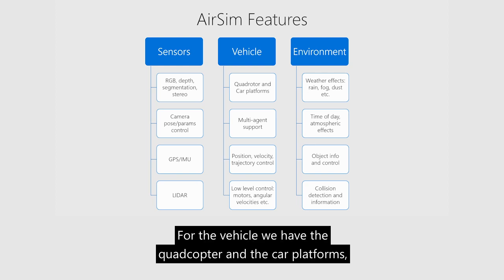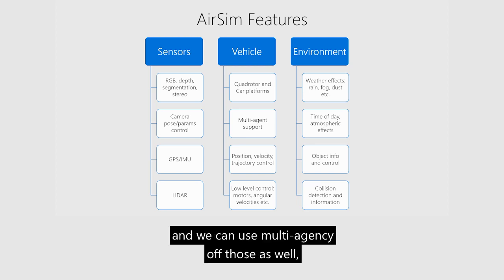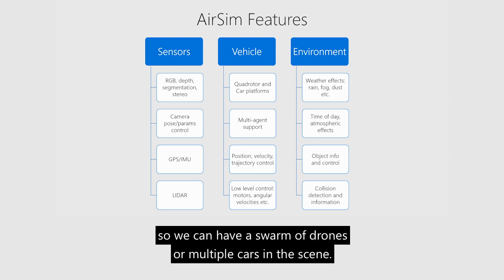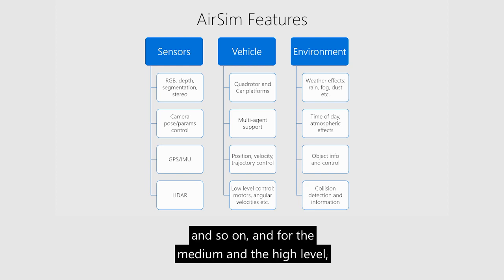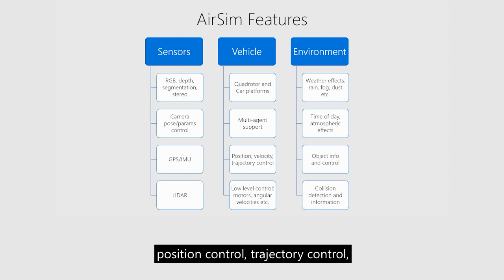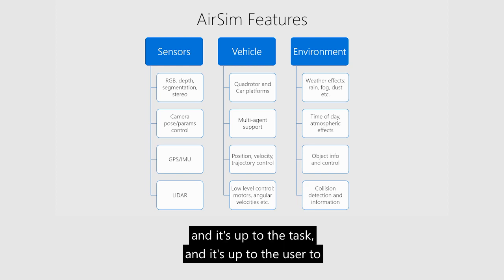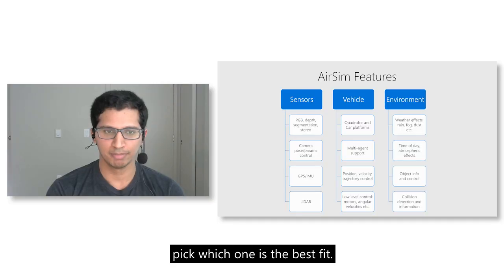For the vehicle, we have the quadcopter and the car platforms, and we can use multiple agents of those as well. So we can have a swarm of drones or multiple cars in the scene. In terms of controlling the robots, we have low level, medium level, and high level control. For low level control, we can control motors, motor speeds, angular velocities, and so on. For the medium and high level, we can do velocity control, position control, and trajectory control. It's up to the task, and up to the user, to pick which one is the best fit.